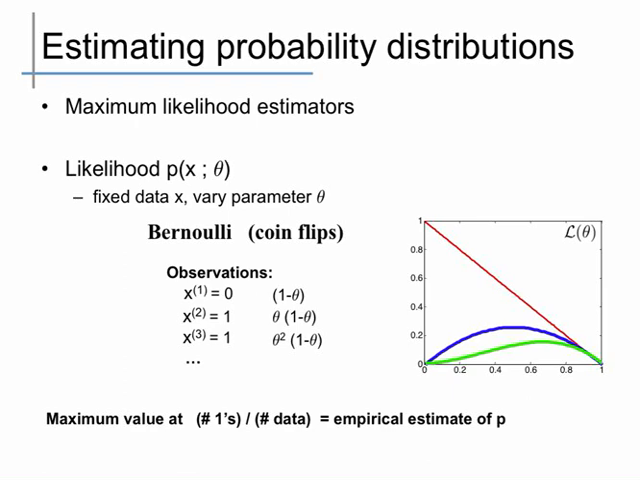How do we estimate these probabilities? A typical way is to use something called the likelihood function and to find a maximum likelihood estimator. So the likelihood of x, written p of x parameterized by theta, some parameter, is very much like a probability distribution, except that the data, the outcome x, is fixed, and the parameter theta is what's varied.